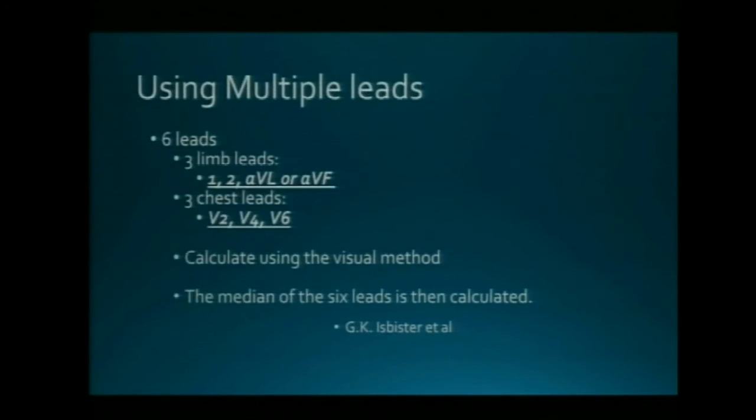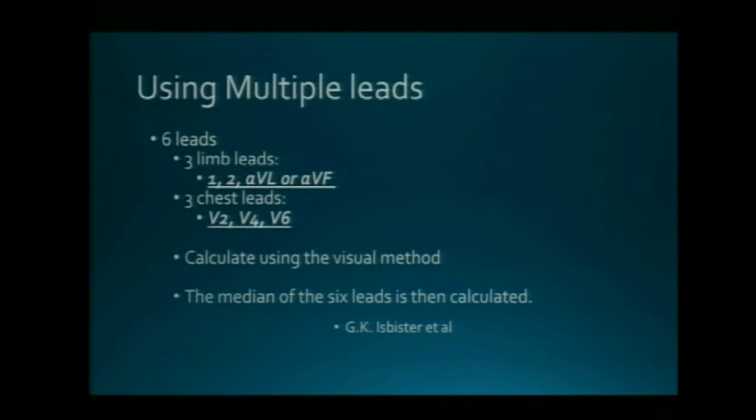And it's recommended to take 6 leads: 3 limb leads and 3 chest leads, precordial leads. So lead 1, AVL or AVF, lead V2, V4, V6, and then you take the median. The median is the middle number between all these leads. If you have 2 middle numbers, you take the average of them. And then you would plot it on the QT nomogram.